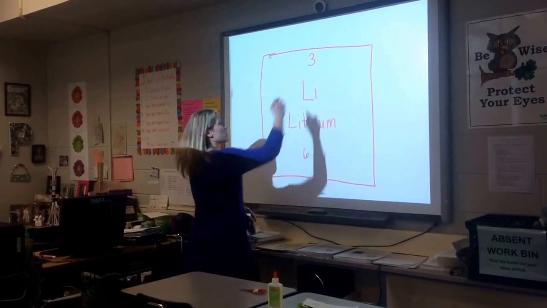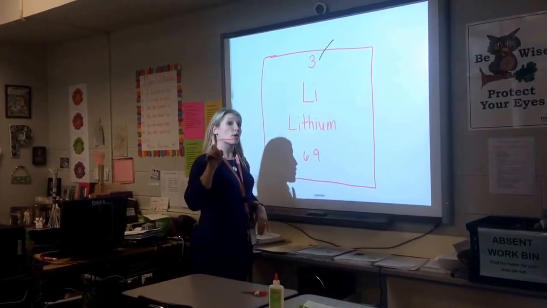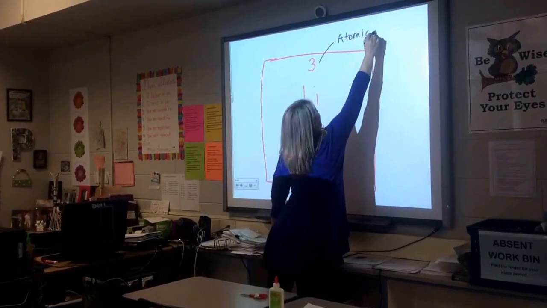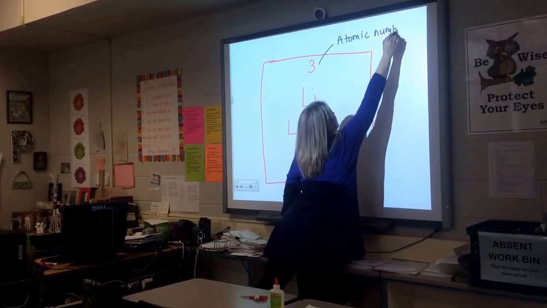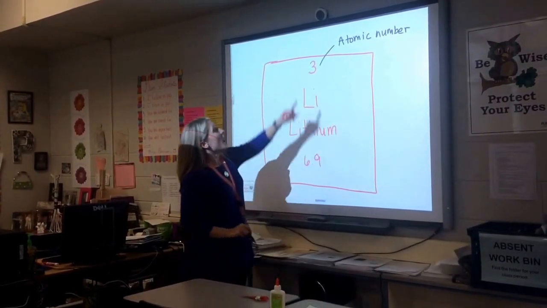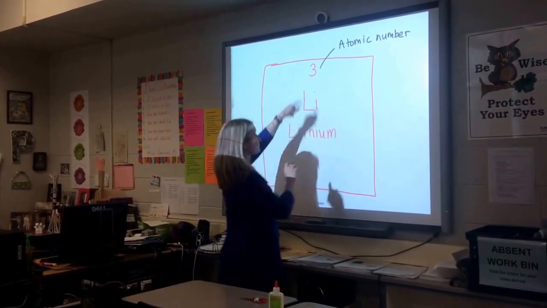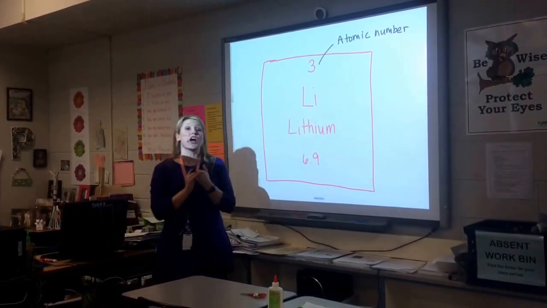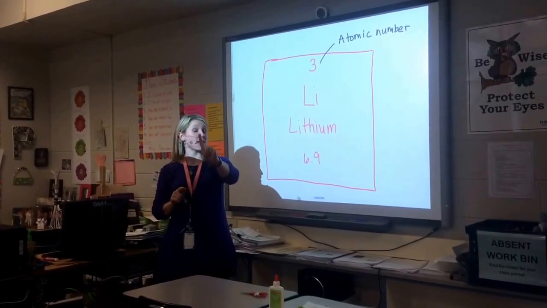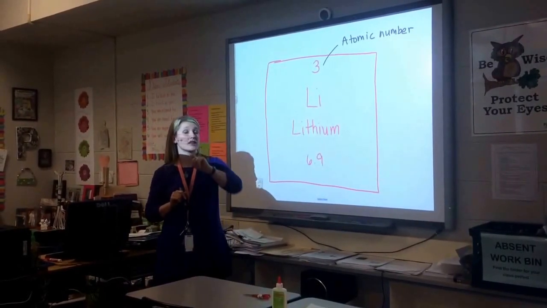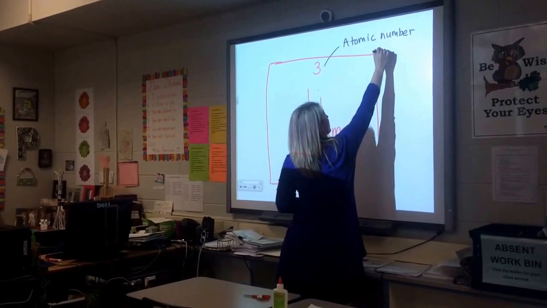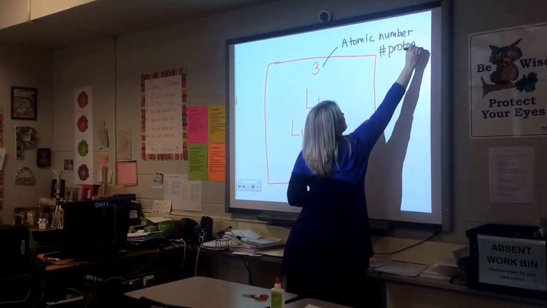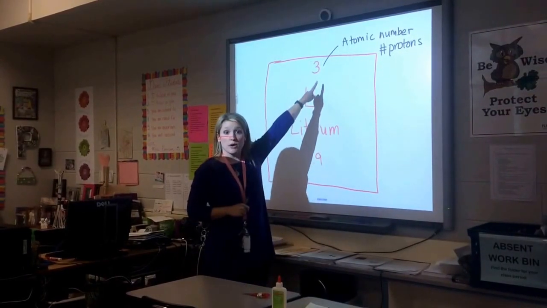Okay, so this number up here, this big number, your whole number, always your whole number, is the atomic number. So the atomic number for lithium is 3. The atomic number tells us 2 things. The first and most important thing that the atomic number tells us is the number of protons. So lithium has 3 protons.